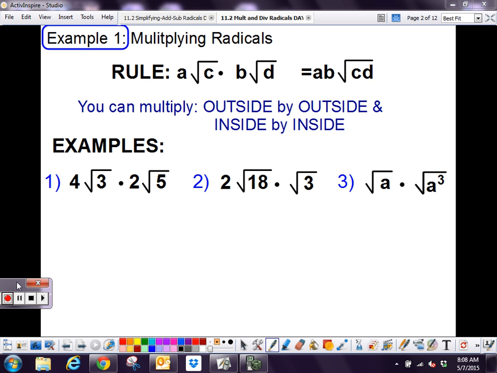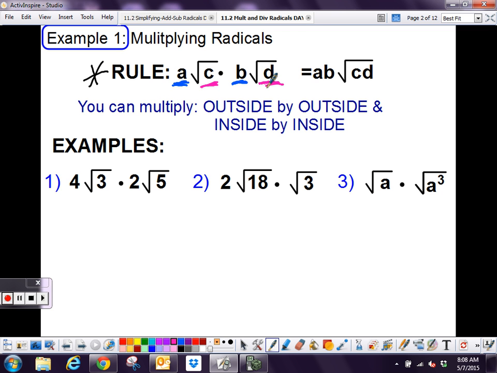Okay, so when you're multiplying radicals, it's really, really easy. This rule up here makes it look difficult, but it's not. The gist of this is you multiply the outside times the outside, the inside times the inside. So if you have anything on the outside, so here A and B, you're going to multiply A times B. You're going to keep that on the outside. And then you're going to multiply C times D, and that's still going to be on the inside. Now you then have to check to see if there's any simplifying you can do. But if there's no simplifying that you can do, then you leave it like that.